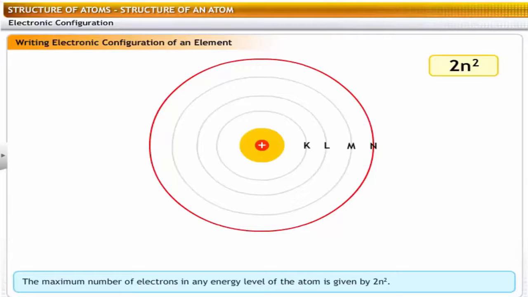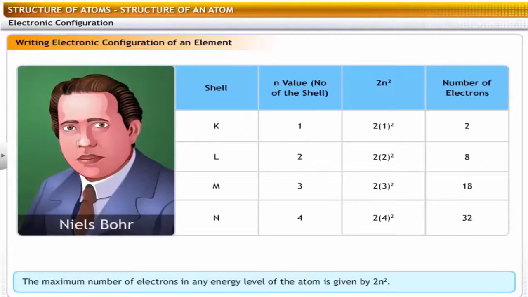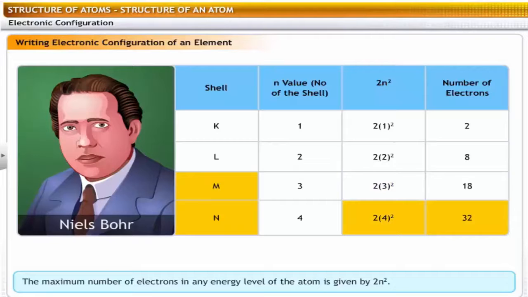For example, for the first energy level, n equals 1. According to the formula, 2 multiplied by 1 to the power of 2 equals 2. So, the maximum number of electrons present in the first energy level is 2. According to Bohr's model of an atom, the first energy level K can have 2 electrons. The maximum number of electrons which can be accommodated in shell L is 2 multiplied by 2 to the power of 2, equal to 8. Similarly, for M and N shells, the maximum number of electrons that can be accommodated are 2 multiplied by 3 to the power of 2 equals 18, and 2 multiplied by 4 to the power of 2 equals 32, respectively.